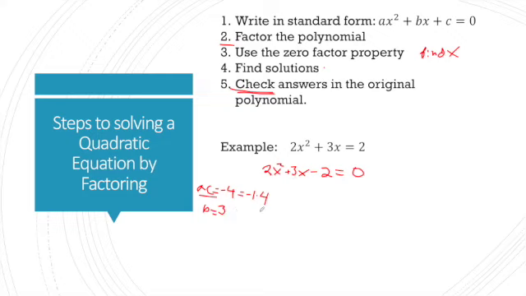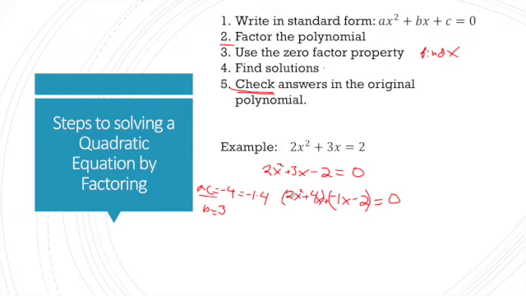Now I rewrite this middle term using these two factors. So I have 2x squared plus 4x minus 1x minus 2 equals 0. And now we factor by grouping. I'm going to put plus here.